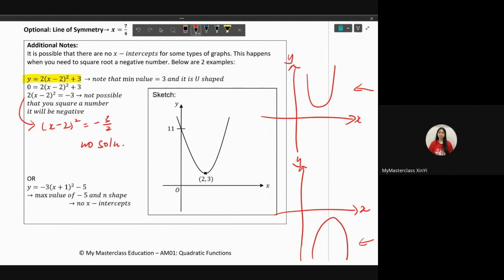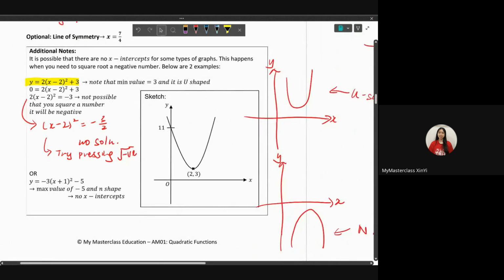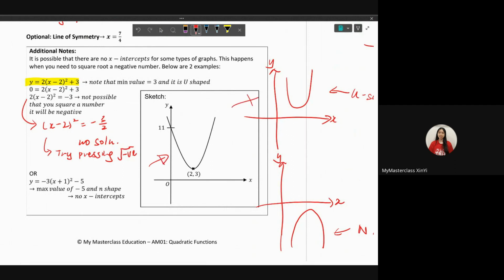Because when you try pressing square root of any negative number, you're going to get no solution. So therefore, this is a case where you have graphs like this, that don't touch the x-axis.